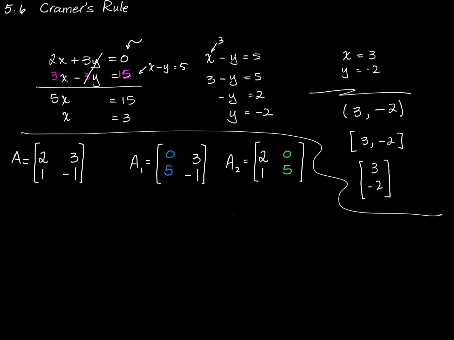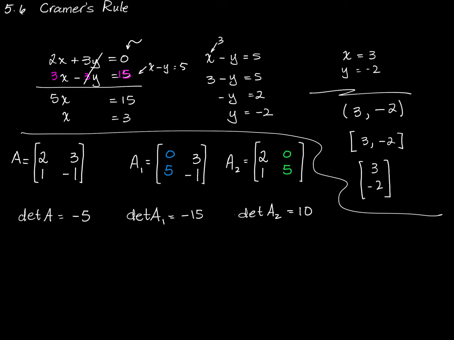So it's the same two constants that come from the original system of equations, the 0 and the 5 from here. This used to be a 5. For A1, I've erased column 1. For A2, I've erased column 2, and I've replaced both of those with the constant column from the original system. Now I'm going to find the determinants of all three of these matrices. The determinant of A is -2 minus 3. The determinant of A1 is 0 minus 15. And the determinant of A2 is 10 minus 0.